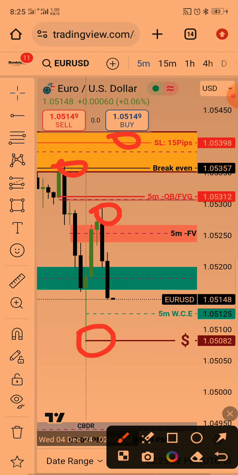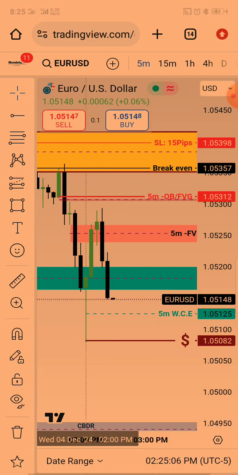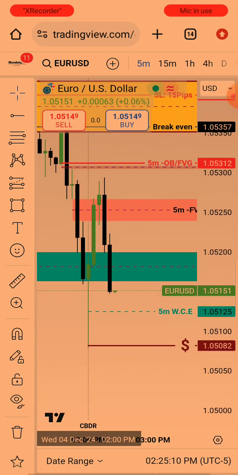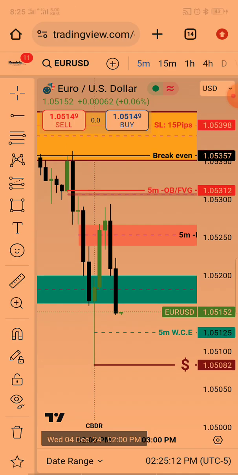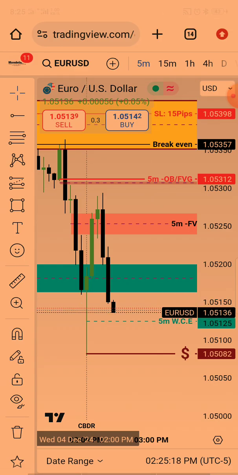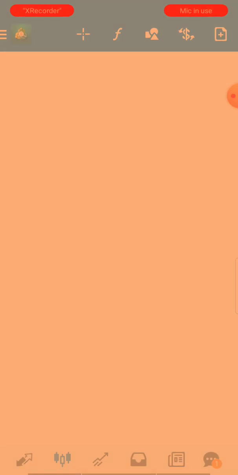So now let's see if it's going to take the low as I said. If it's going to take that low as I said, then I'll adjust my stop loss. I'm watching. You can see this is where we do analysis, which is where you trade on tradingview.com through Chrome. But when you are executing, this is where you execute. This is where you trade.